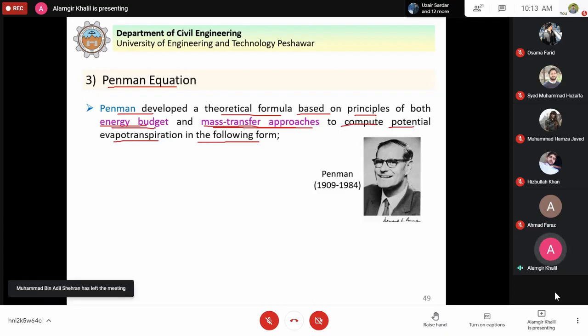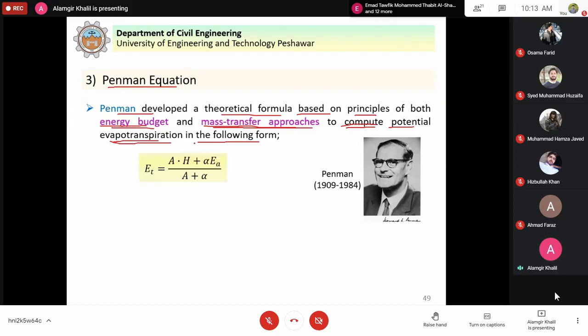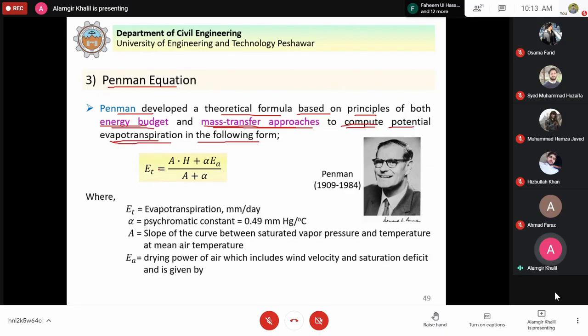Clear? So he combined these two techniques to compute potential evapotranspiration in this form. This is the Penman equation. In this equation, ET, evapotranspiration, is equal to A into H plus alpha into E sub A, divided by A plus alpha. So ET is the evapotranspiration in millimeter per day.